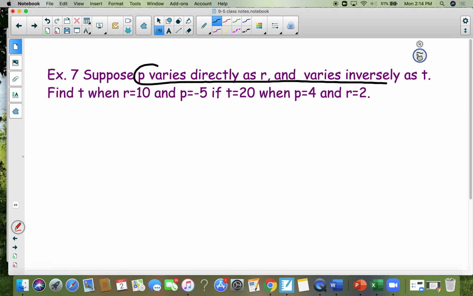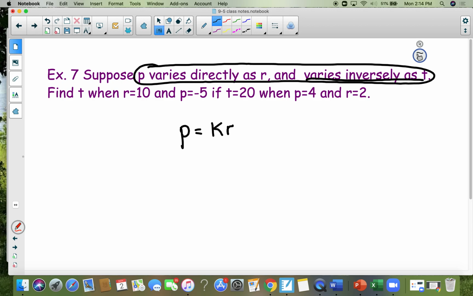Here's the long sentence. P varies equals directly in R, means to multiply, and also varies inversely as T, means to divide. So let's look at this one more time. P varies means equals, directly as R means to multiply, but you need a K, and also inversely, which means you need to divide by T. So I'm going to rewrite the problem over again.